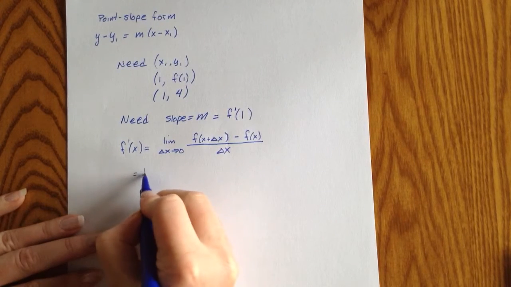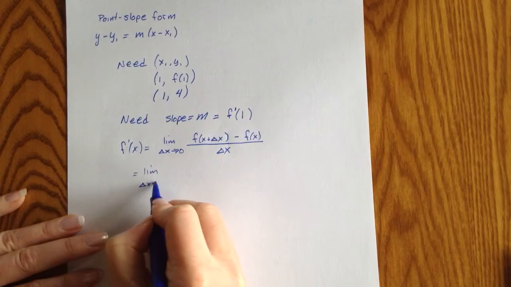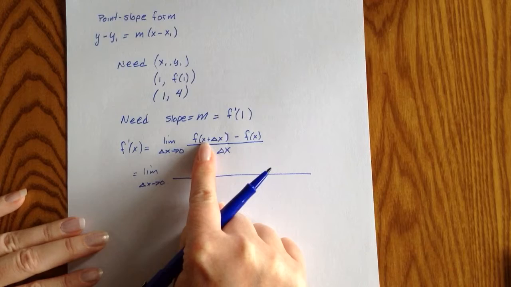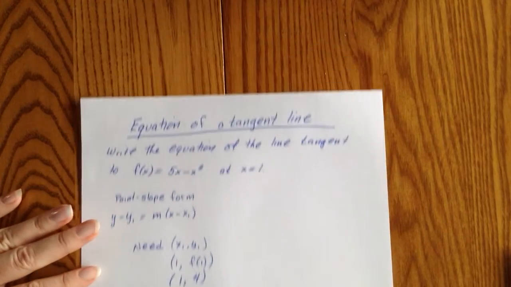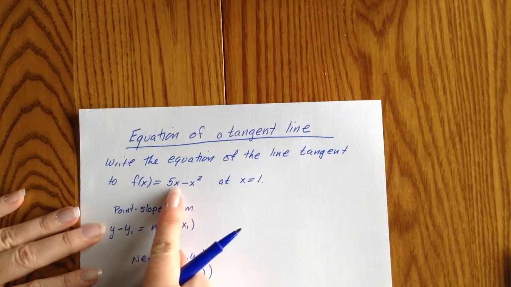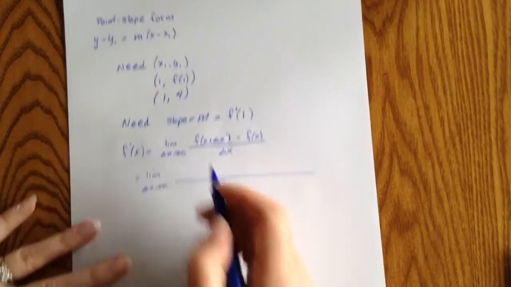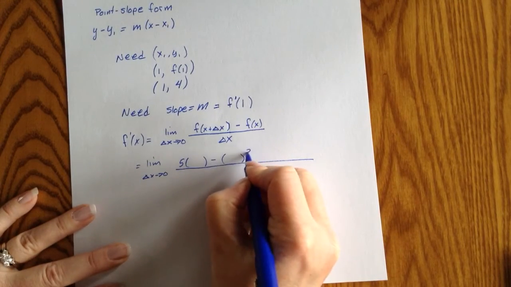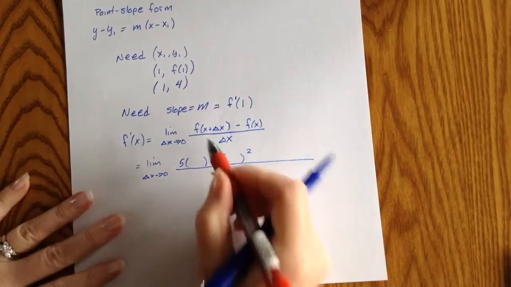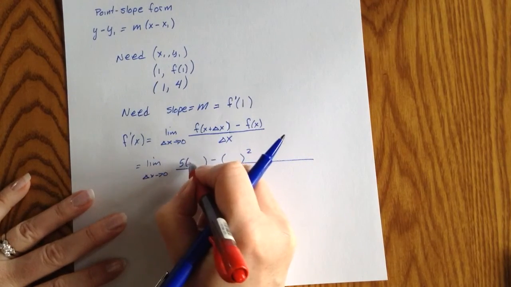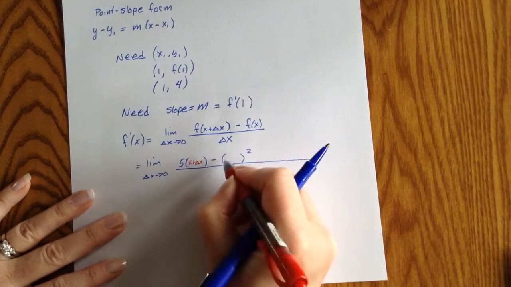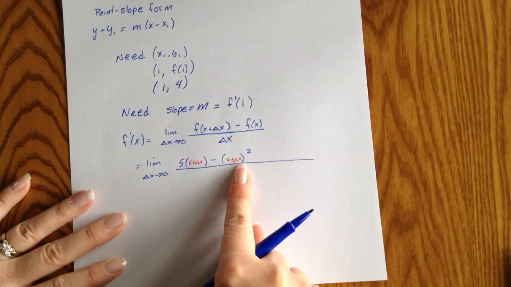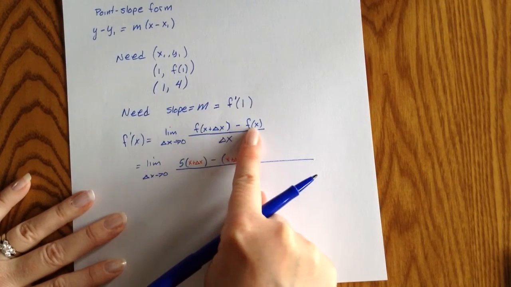Here we go. Limit as delta x approaches 0. Now I'm going to move quickly here, so pause as you need to. First thing we're going to do is take the function and fill x plus delta x in. Here's the function with the x's removed. So instead of 5x, I have 5 blank. Instead of minus x squared, I have blank squared. Into each and every blank, I put x plus delta x. That right there is f of x plus delta x. Minus the original function.